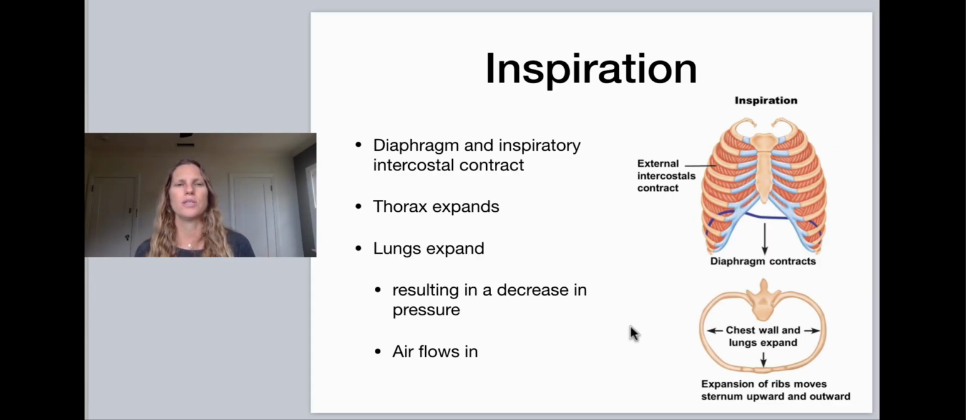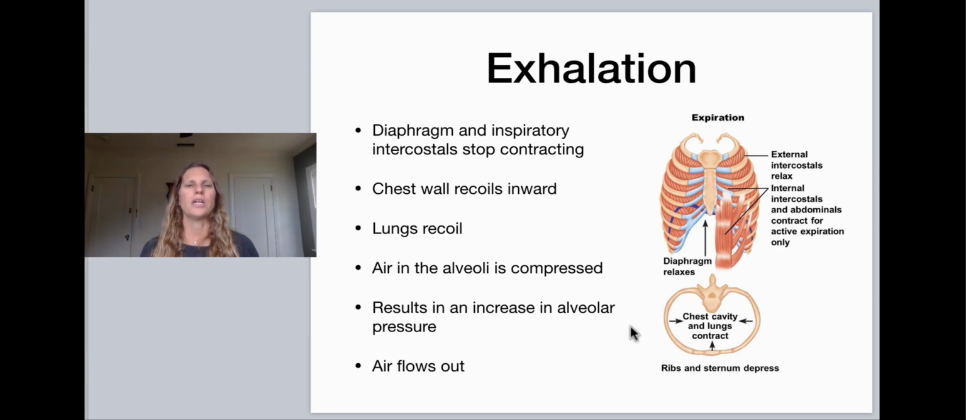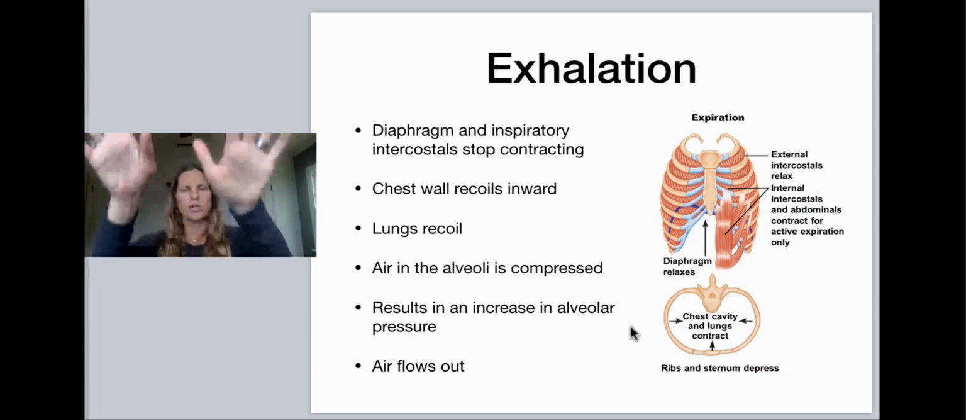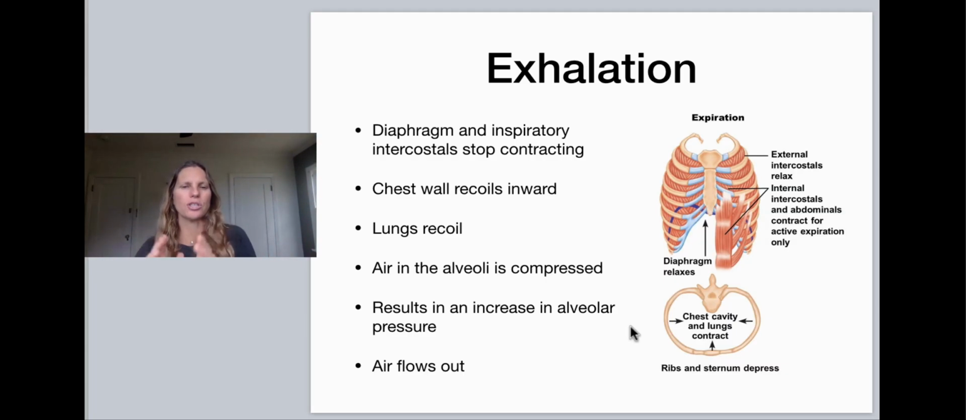Again, I just told you this, but you can see with inspiration, the diaphragm and the inspiratory or the external intercostals contract, the thorax expands, the lung expands, and we see a decrease in the pressure in there, which will pull air in. And then the flip side of that is exhalation, when the diaphragm and the inspiratory intercostals stop contracting, the chest wall will recoil inward and the diaphragm will recoil back up, and it will force air out. The air in the alveoli is actually compressed when the lungs recoil, and that results in an increase in alveolar pressure, and it pushes the air back out again.